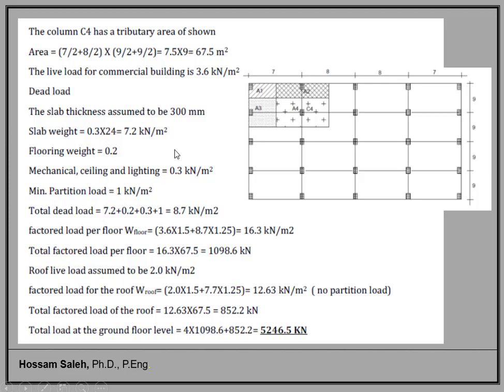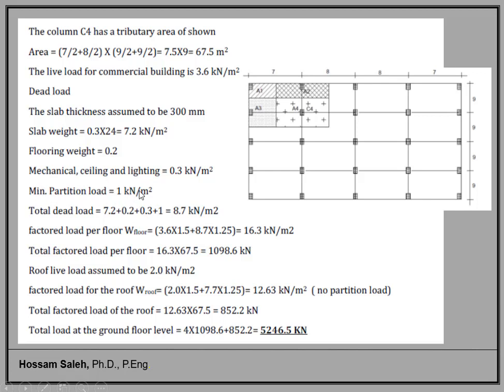So the slab weight, now with this thickness, we discussed in another video how to calculate the thickness of the slab, and we estimated the thickness of the slab to be 0.3 meter. So the gamma of the concrete will be 24. So I have 7.2 kilonewton per meter square as the slab weight. Now the flooring weight, because it's carpet, it's light, we assume that to be 0.2 kilonewton per meter square. Mechanical, ceiling, and lighting will be 0.3. That's a common number, 0.3 kilonewton per meter square. And the minimum partition load is 1 kilonewton per meter square.